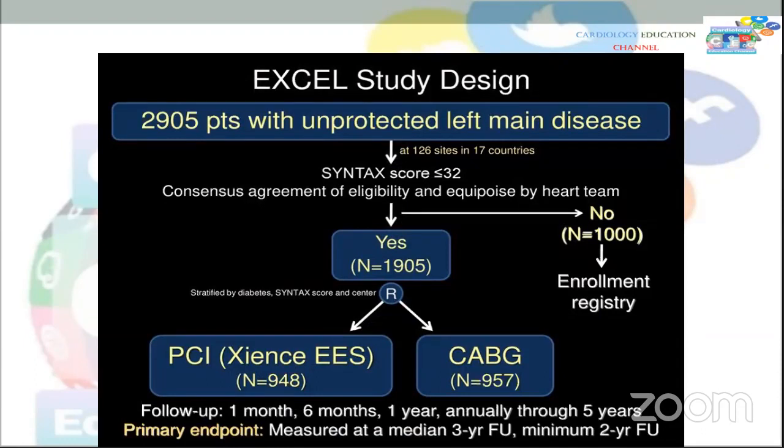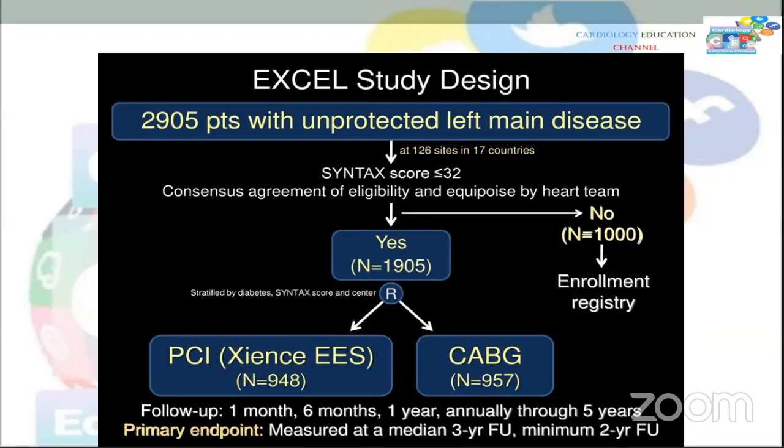So the EXCEL included 2,905 patients. The EXCEL was designed like this. We get the patient and the heart team, including the cardiologists and the cardiac surgeons, have an agreement that this patient is eligible to do a PCI or a CABG. This question was answered yes in 1,905 patients, with low or intermediate SYNTAX score assessed by the heart team on site, because there is another analysis including the heart team that was not on site, aka the core lab.